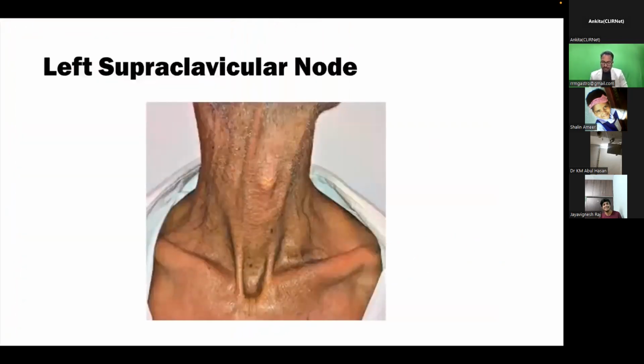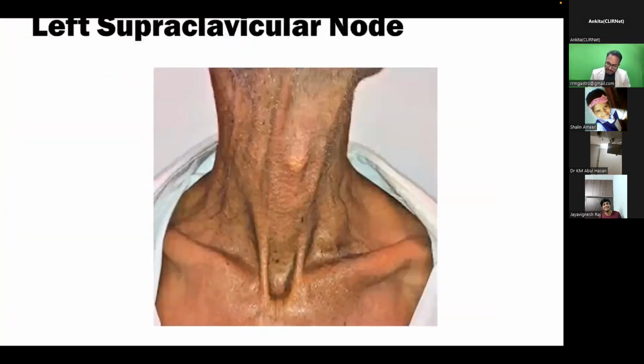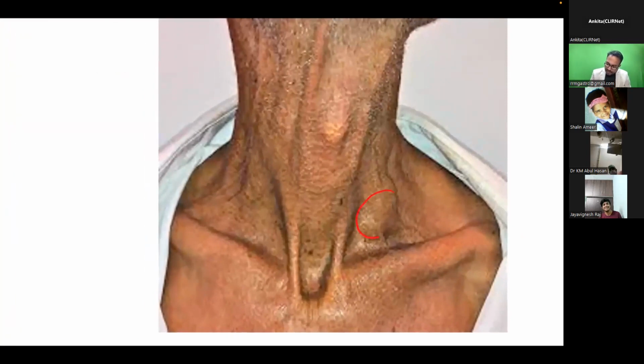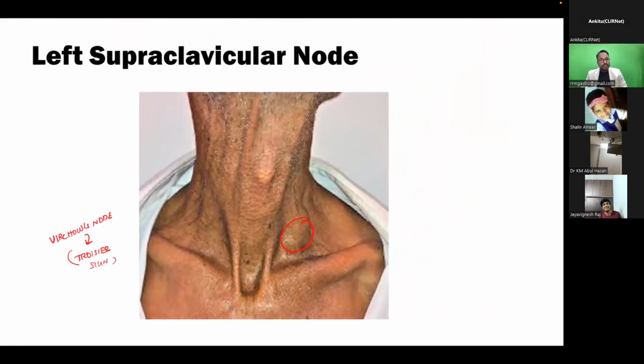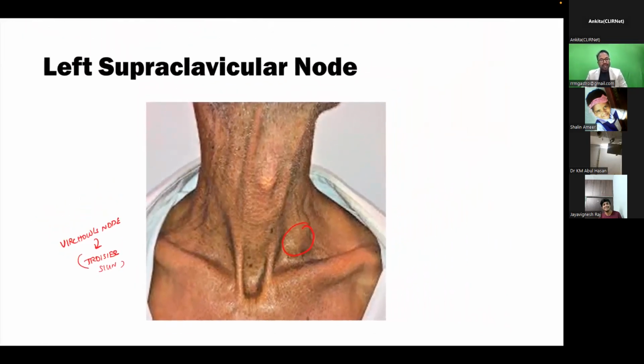Okay. So the left supraclavicular node is a very important finding, because if it is a cancer, they will have a left supraclavicular node known as Virchow's node. Virchow's node, and this sign is known as Troisier's sign. The sign of enlargement of the left supraclavicular node is Troisier's sign. So please don't miss these findings if you are examining an abdomen case.